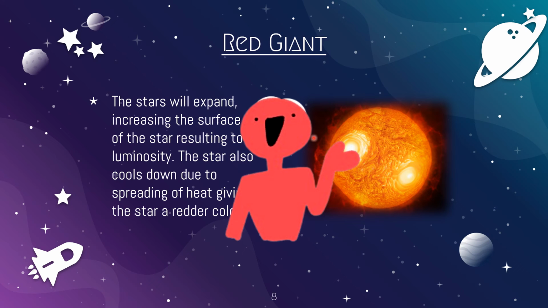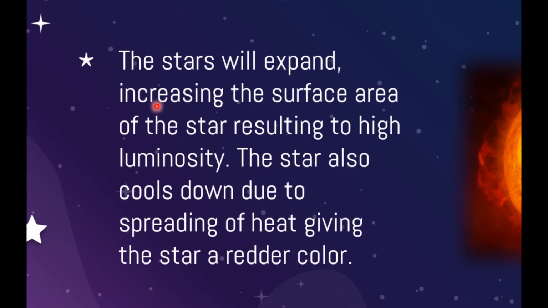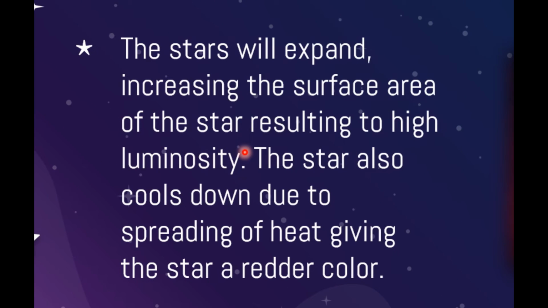Red giant. As a star gets older and runs out of hydrogen or fuel, the hydrogen of a massive star runs out, the star begins to use hydrogen further out from its core. Hence, the star will expand, increasing the surface area of the star, resulting in high luminosity. The star also cools down due to the spreading of it, giving the star a redder color.